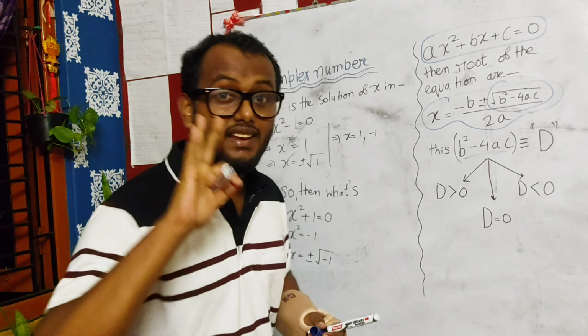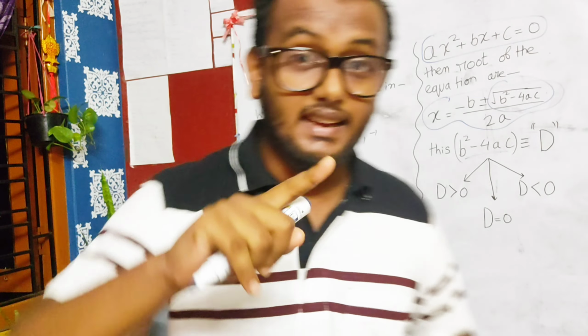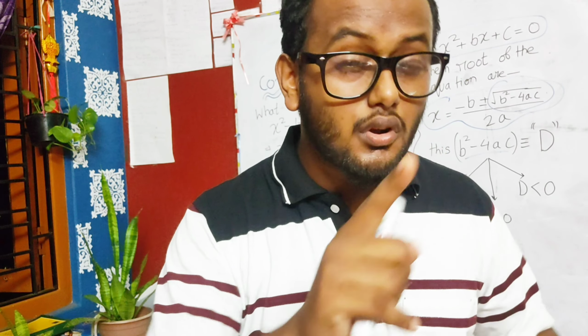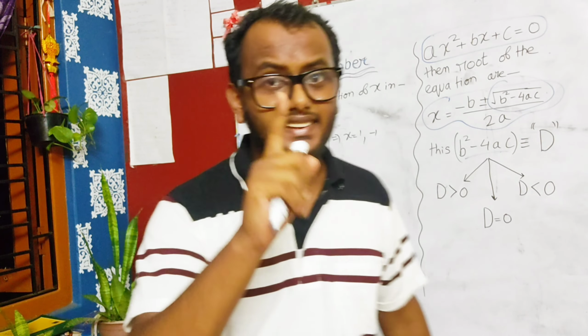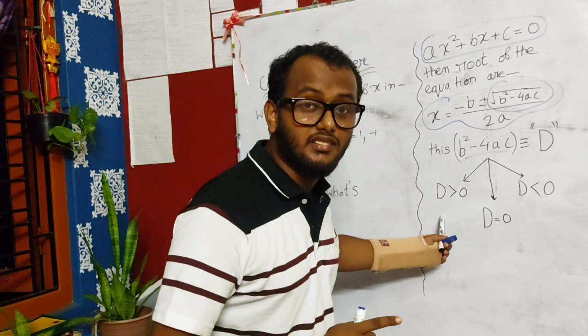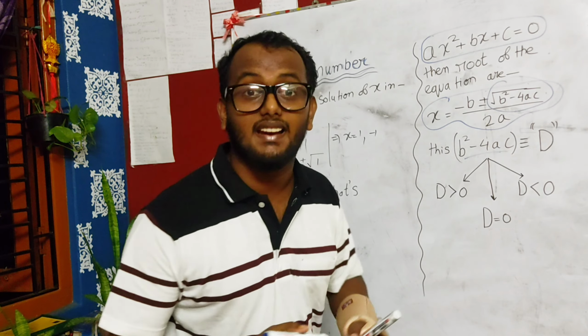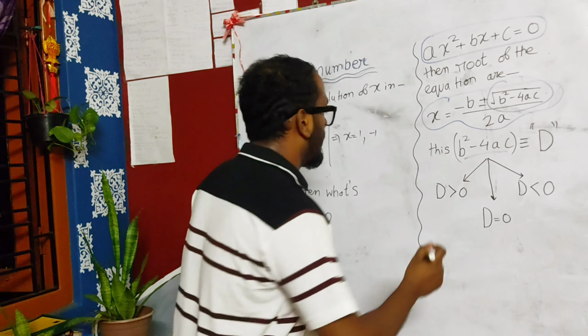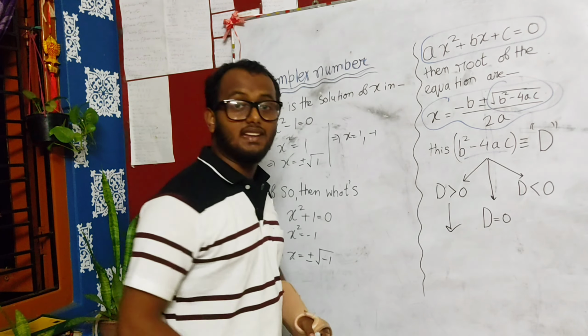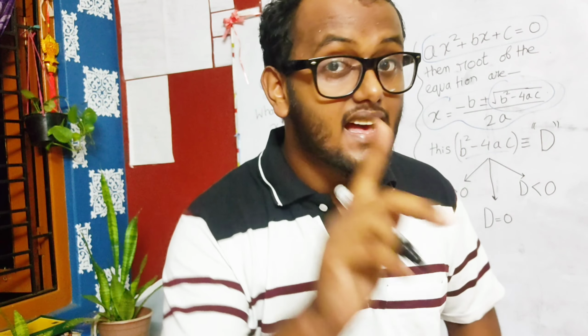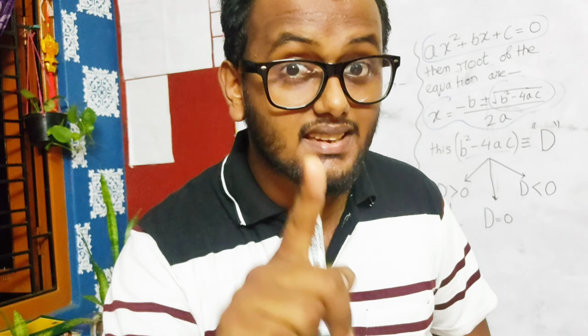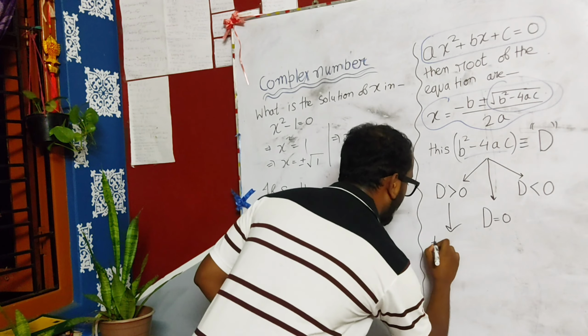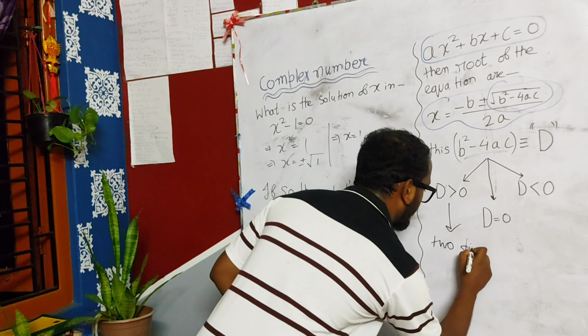But here, 3 cases arise: either d greater than 0, d equal to 0, or d less than 0. In class 10 you have already read about d greater than 0 and d equal to 0. What happens when d is greater than 0? When d is greater than 0, we are getting two distinct real roots.